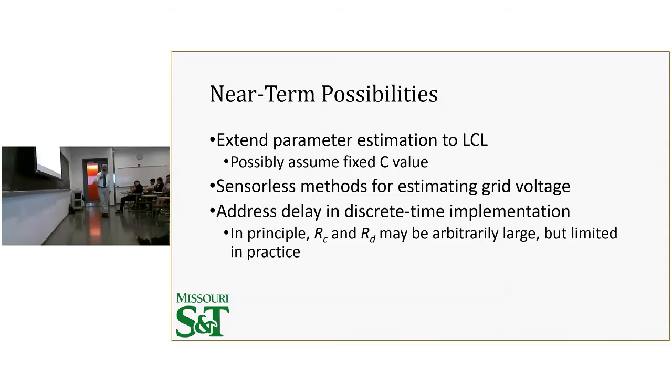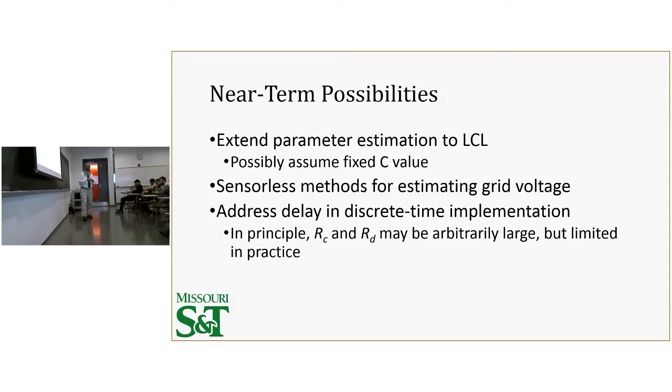So some things I'm looking at in the near term. We have this parameter estimation that only works for a system that has just an inductor between the inverter and the grid. Well, that's not very practical. Typically, you'll have an LCL filter to get a cleaner grid side current. So we need to expand our parameter estimation to deal with this LCL filter.